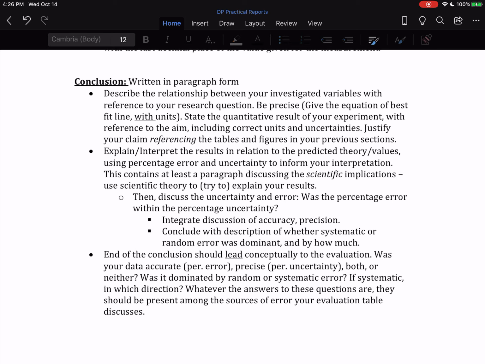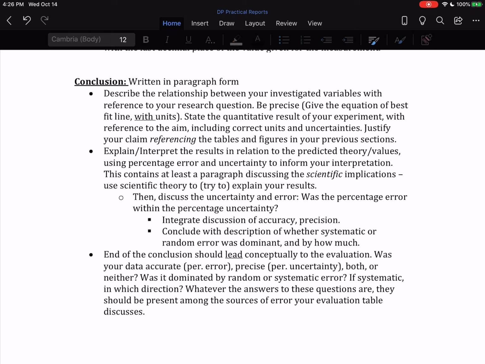Your conclusion should be written in coherent paragraphs, and it should be a narrow summary of these are my results. These are the results of the experiment. You will eventually go into discussing more big picture things in the evaluation.